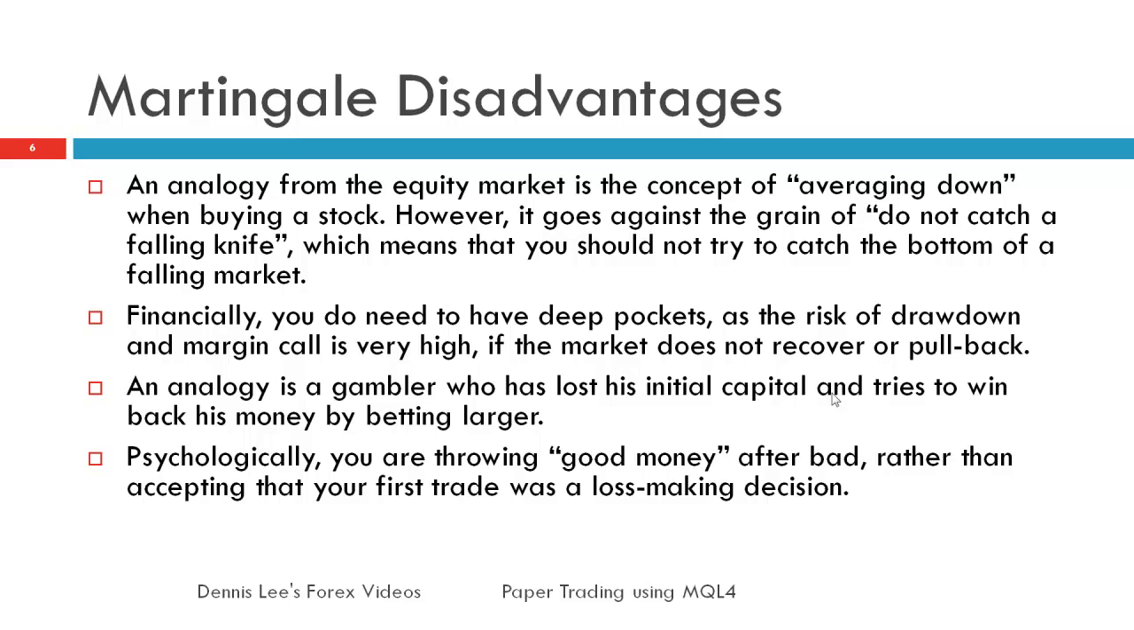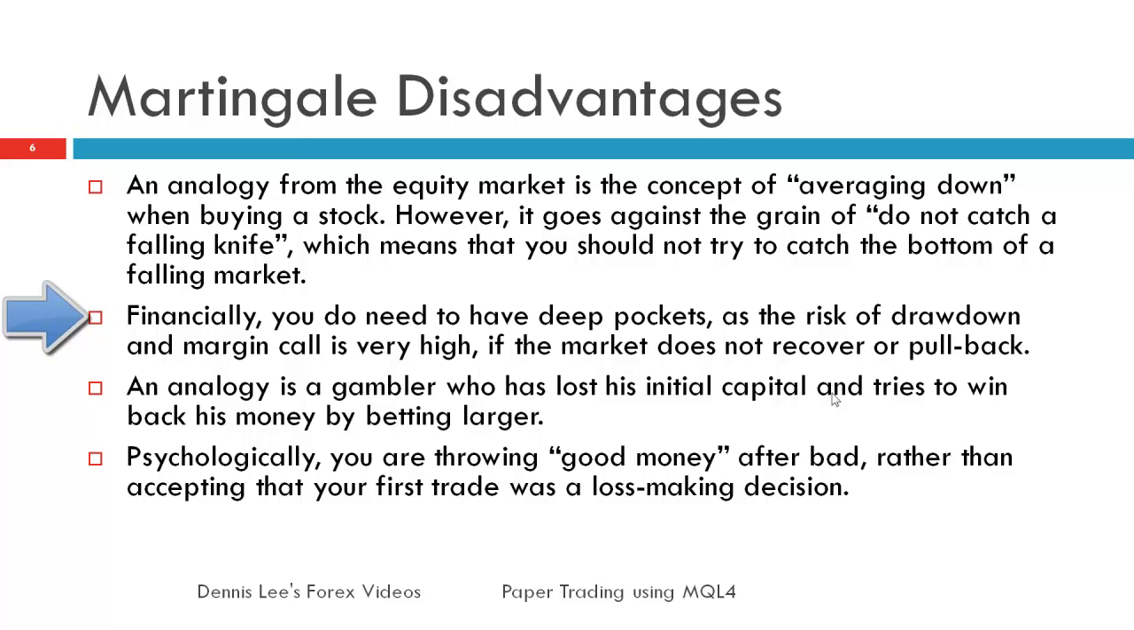What are the disadvantages of martingale? An analogy from the equity market is the concept of averaging down when buying a stock. However, it goes against the grain of do not catch a falling knife, which means that you should not try to catch the bottom of a falling market. For an anti-martingale, the analogy would be averaging up instead of averaging down.